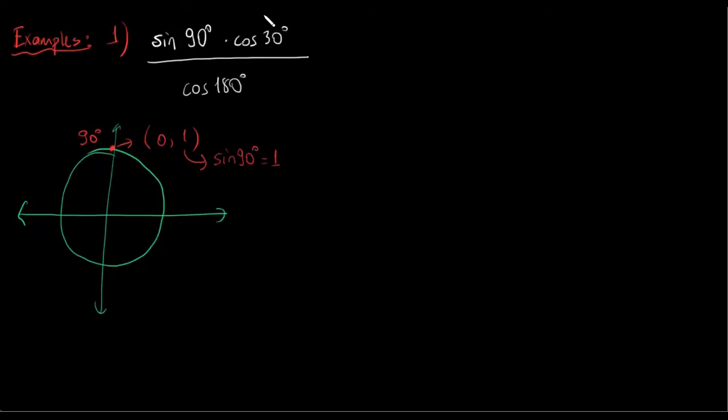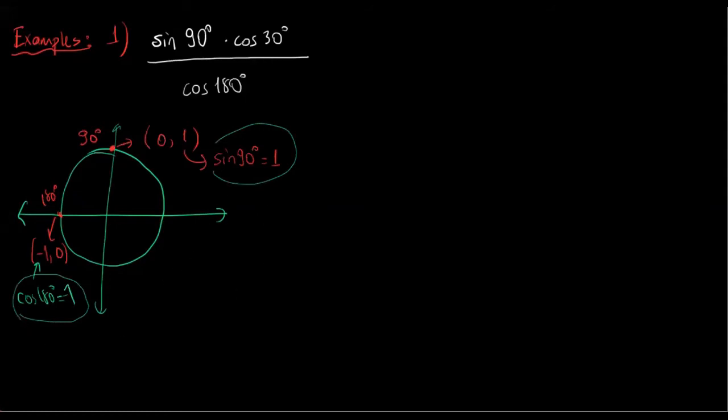Cosine of 30, we need a special right triangle for this. But let's find another quadrantal angle first. Let's find cosine of 180 degrees. So this point is going to be 180 degrees. What are the coordinates of this point? The X coordinate is -1 and the Y coordinate is 0. For cosine, I need the X coordinate. Cosine of 180 degrees is going to be the X coordinate. It is -1. All right, so this is 1 and this is -1.